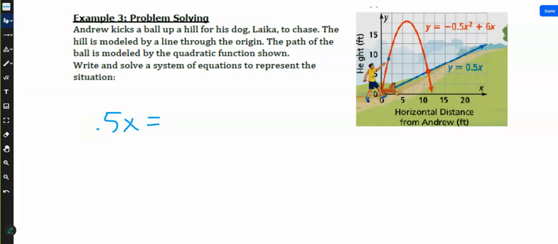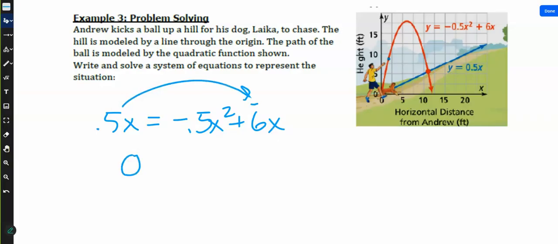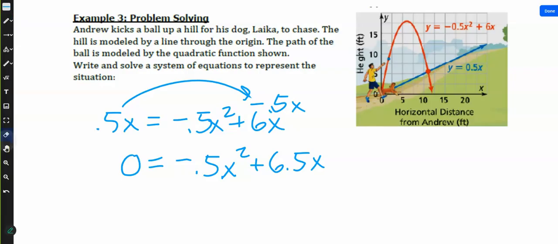So we're going to put 0.5x on one side and the negative 0.5x squared plus 6x on the other side. Of course, you want to push this to the other side by subtracting 0.5x, which would give me negative 0.5x squared plus 6.5x. Oh, no, that's not 6.5, that's 5.5. Duh. Can't be making mistakes like that.